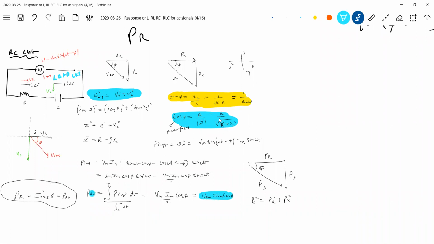Power dissipation, average power, and who will dissipate power here? Only the resistor will dissipate power. You write it very clearly: only the resistor dissipates power in an AC circuit. Finish, over.